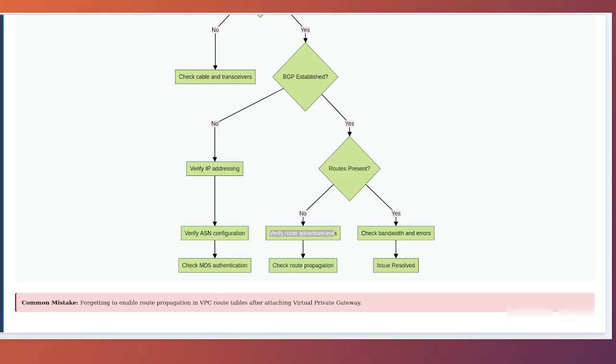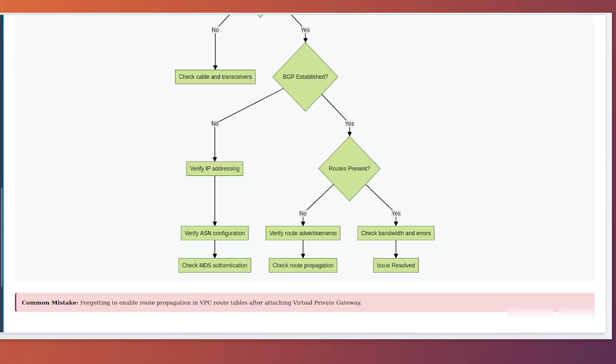If your connection is slower than expected, first verify that you are not hitting the bandwidth limit. Check CloudWatch metrics for bandwidth utilization. If you are consistently at 100% utilization, you need more bandwidth. If utilization is low but performance is poor, check for packet loss and errors. The show interface command on your router will display error counters.